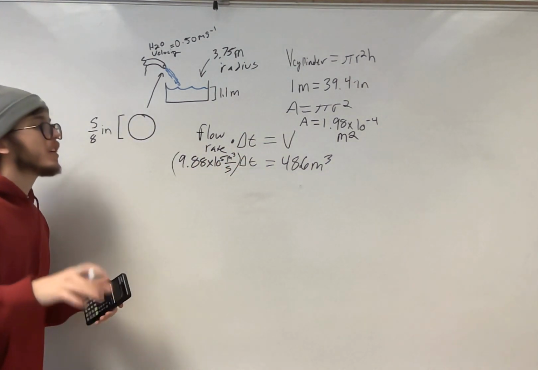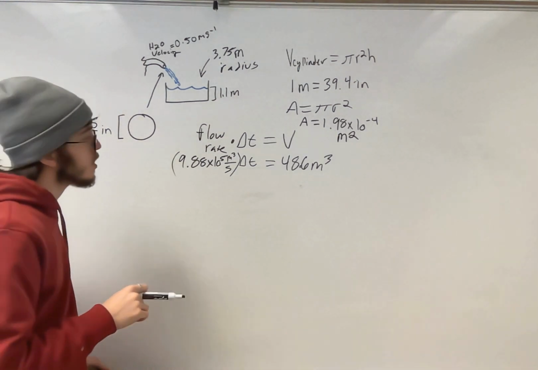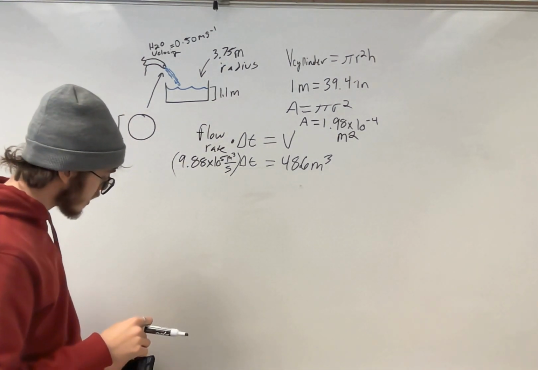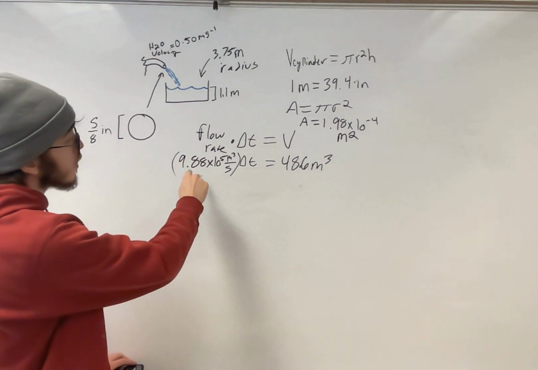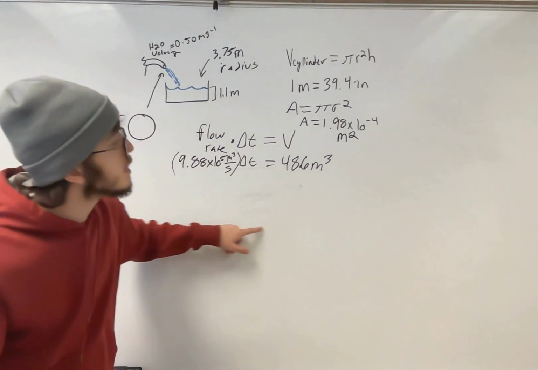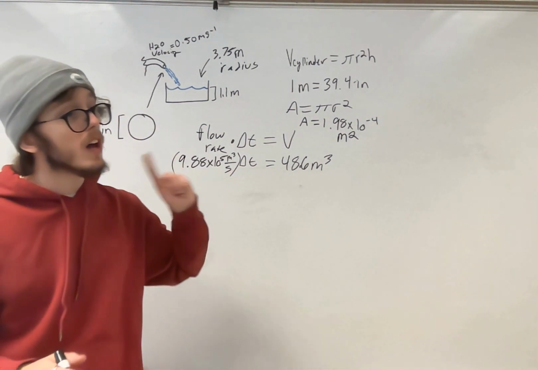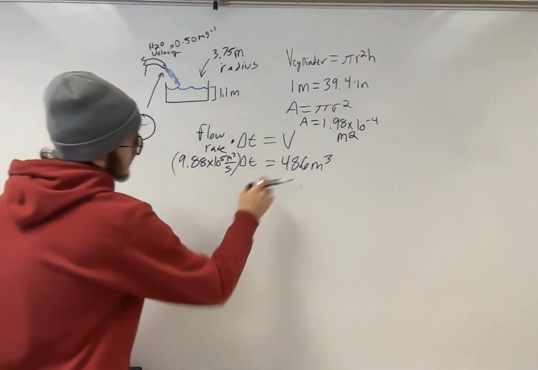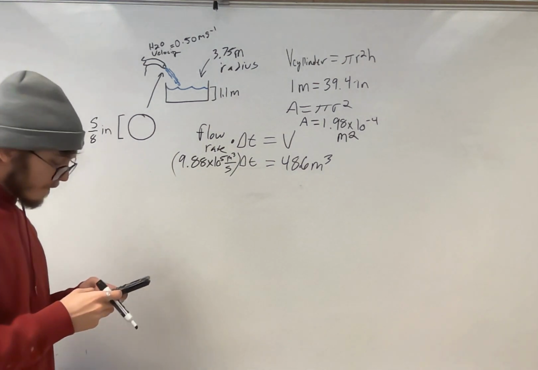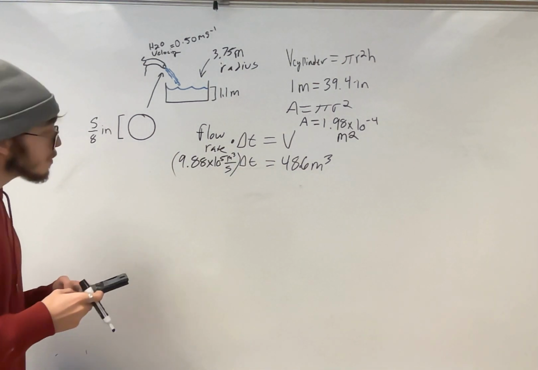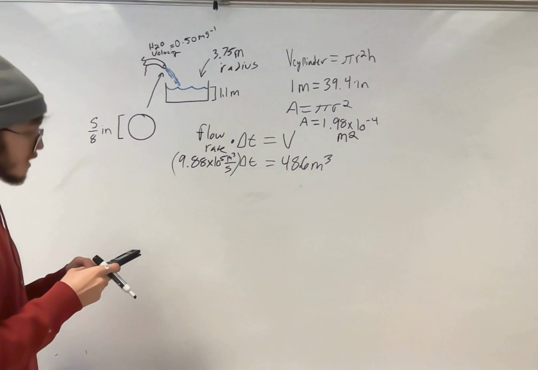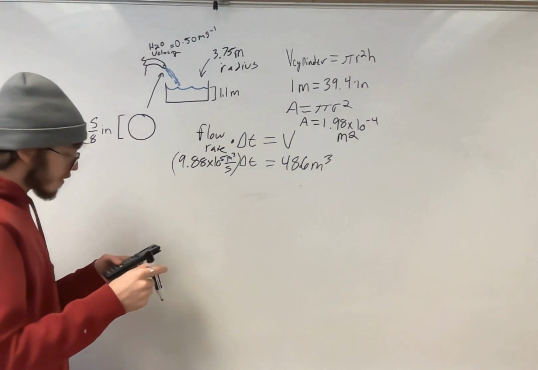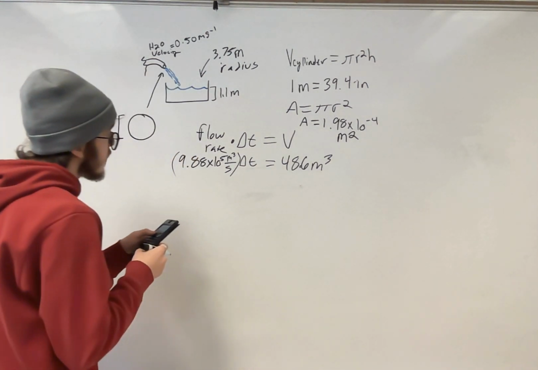Okay, but here's where it becomes interesting. Meters cubed a second, that hose cross-sectional area is not very big. So we would expect the flow rate to be very, very small. When we divide it over, we're going to see it's going to take a lot of time in seconds to reach that. So let's go ahead and do that. We're going to take our 48.6 meters cubed. We're going to divide that by 9.88 times 10 to the negative 5th.